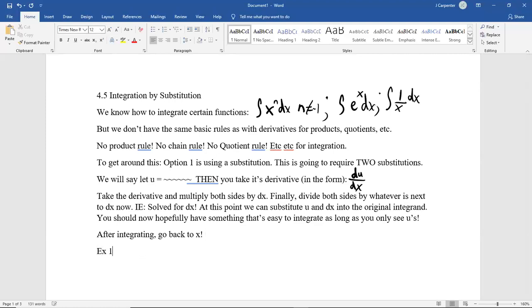So example 1. We're not actually going to do any integration here. We're just going to practice the substitution stuff. So find the differential du. Sorry, find the differential, which means the derivative, du, then find dx.